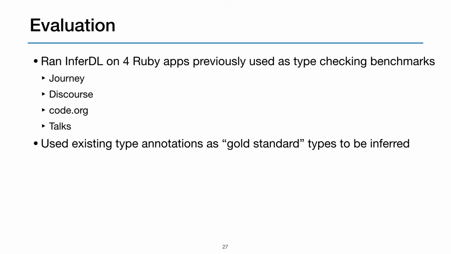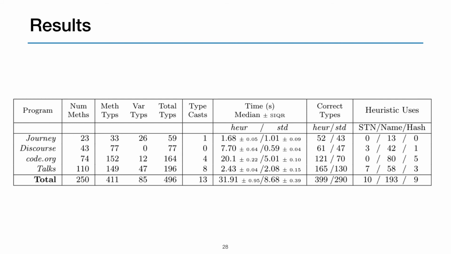We evaluated InferDL by running it on 4 Ruby apps, which had previously been used as type checking benchmarks. This means that these apps had existing type annotations, which we could use as gold standard target types to be inferred. The results of that evaluation are shown in this table. The first column gives the number of methods we ran inference on for each app. In total, we ran inference on 250 methods across these apps.